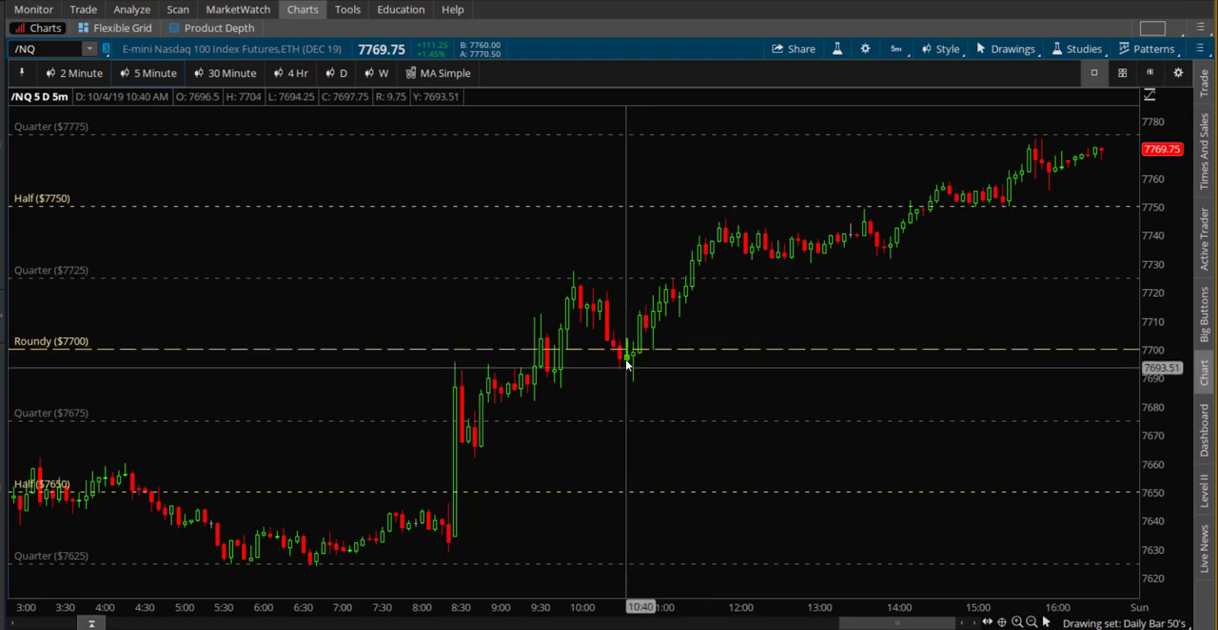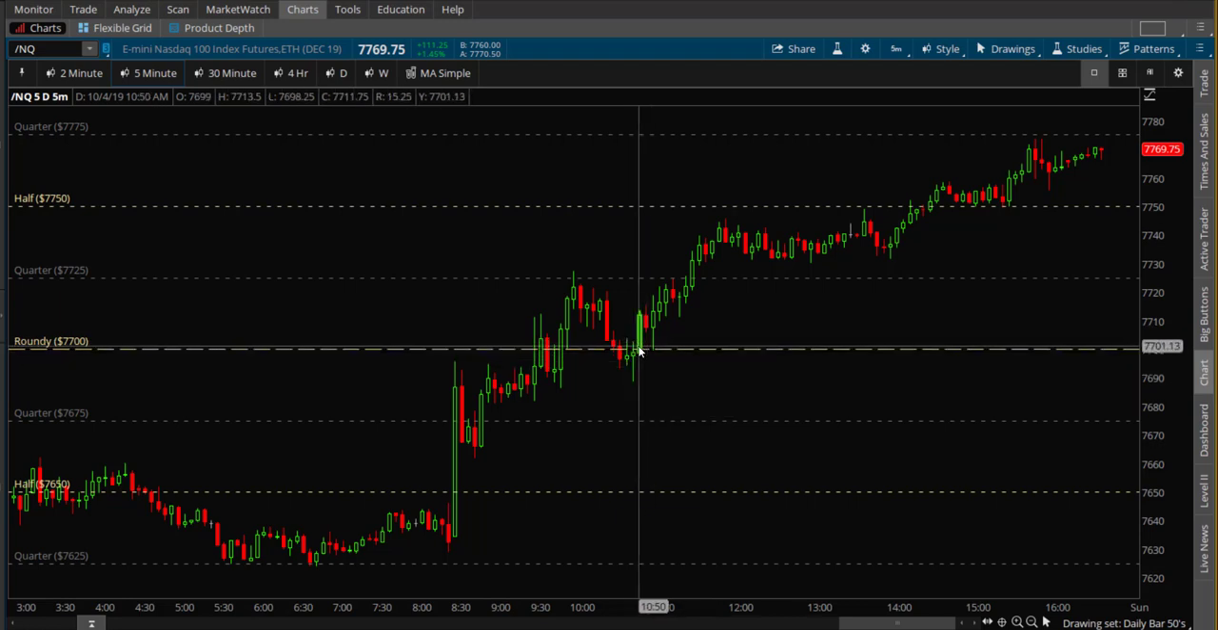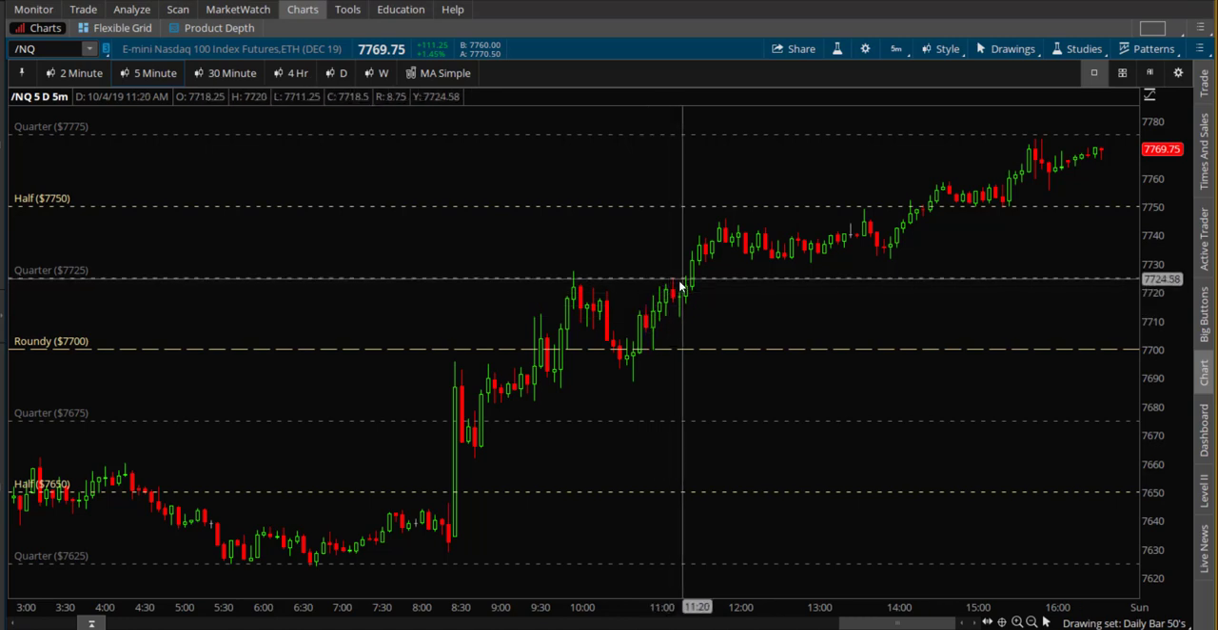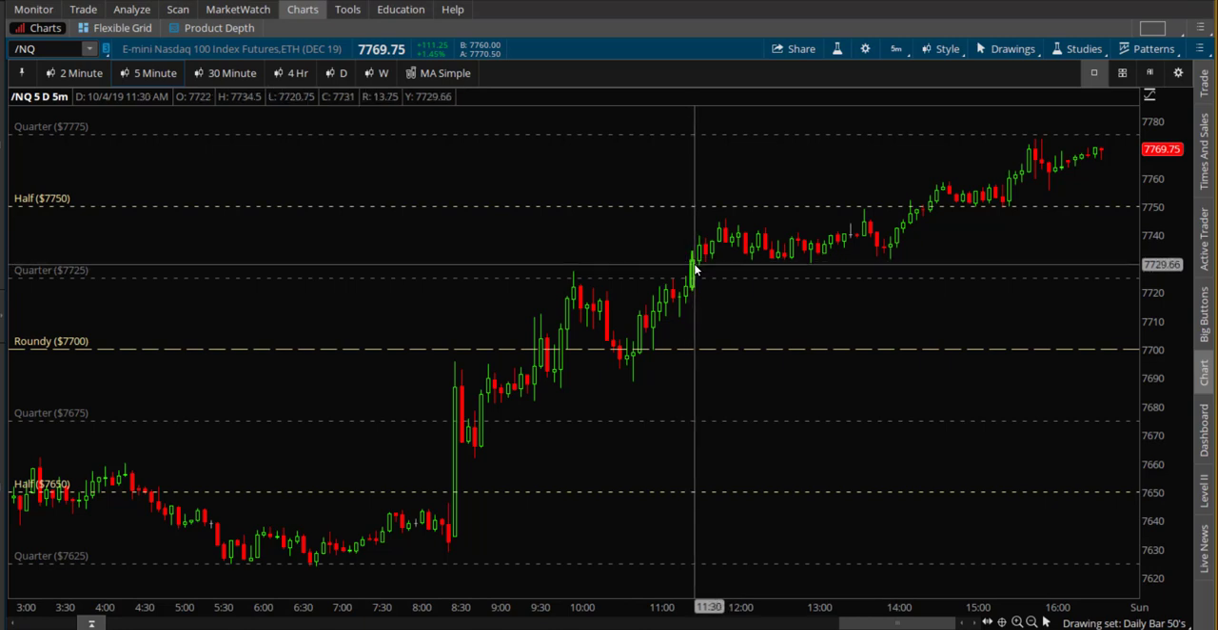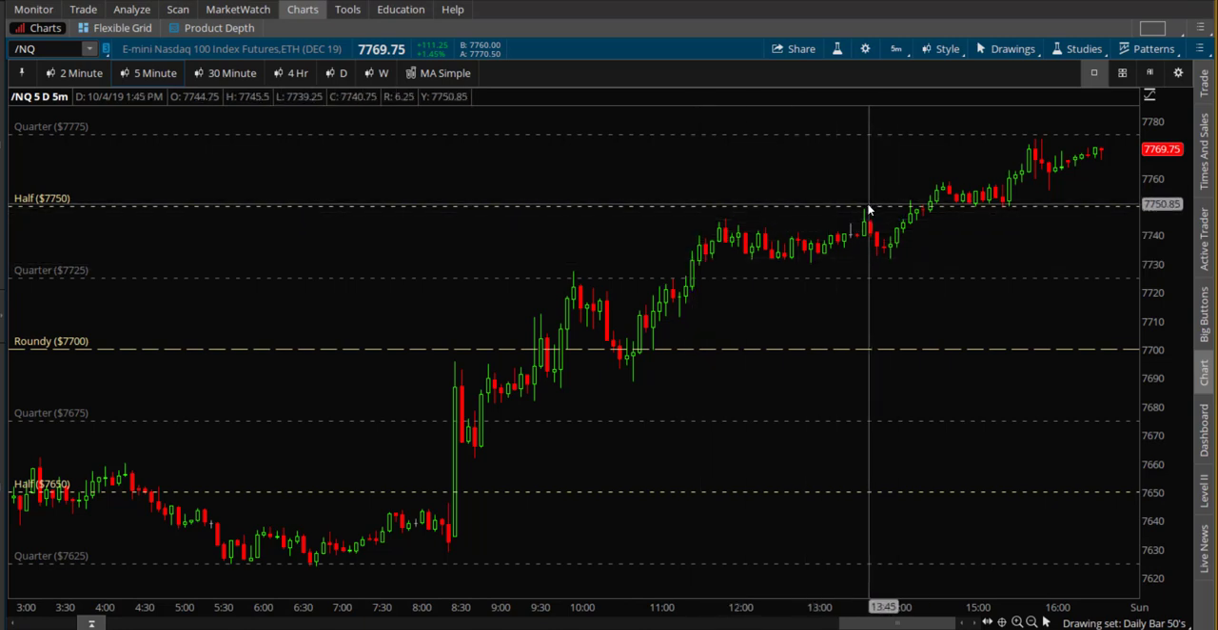Where are we going? When we broke through to the upside, we knew exactly where we were going. We were going back to this quarter. When we broke through the quarter on the next trip, where were we going on the next candle? When it broke through with conviction, we were going to the next quarter, which happened to be the half.